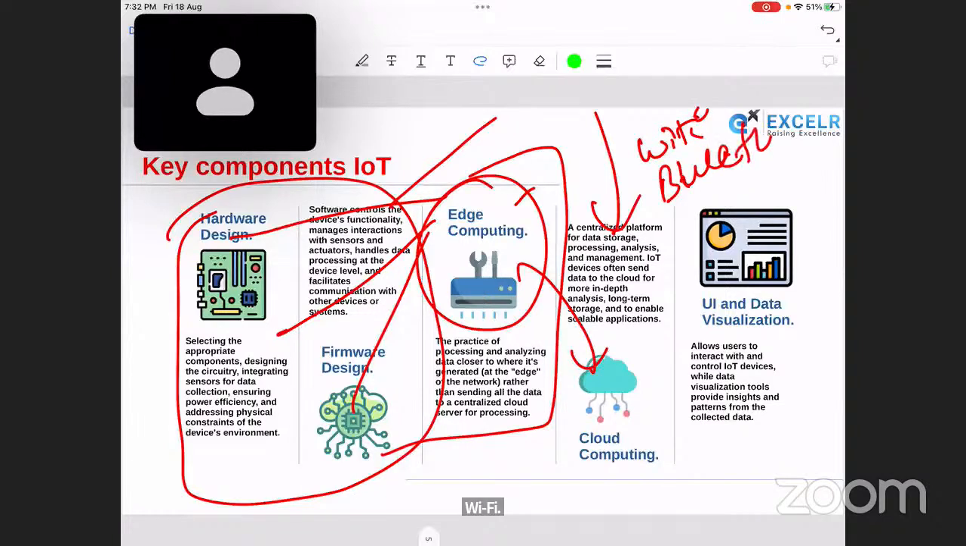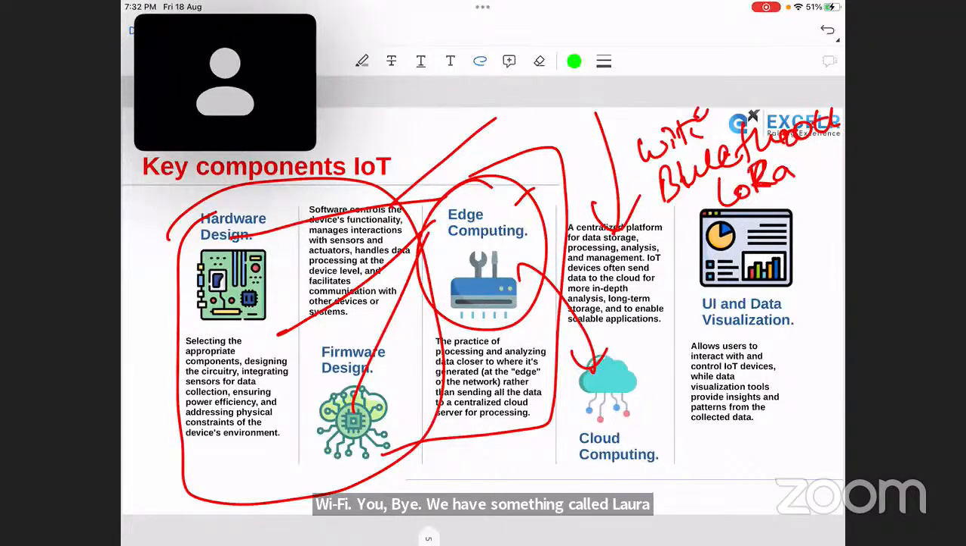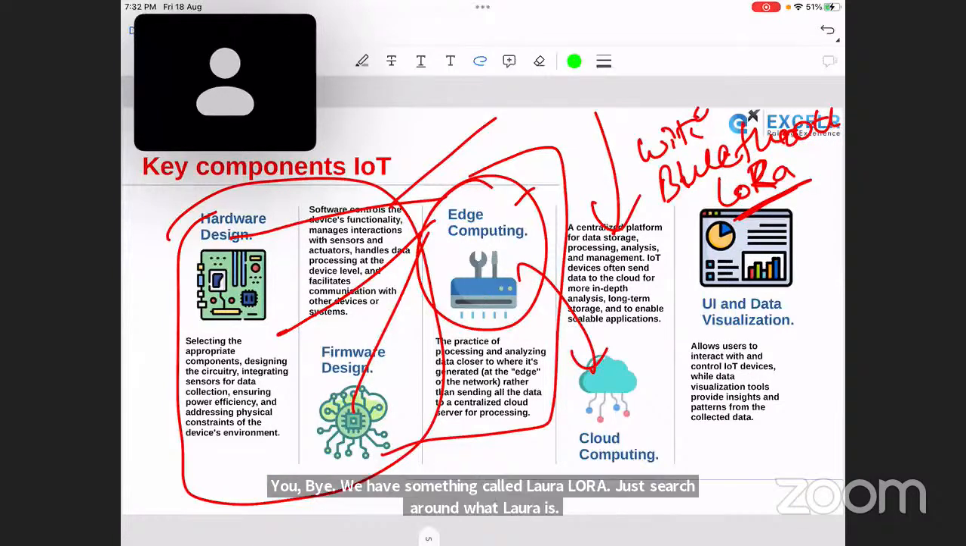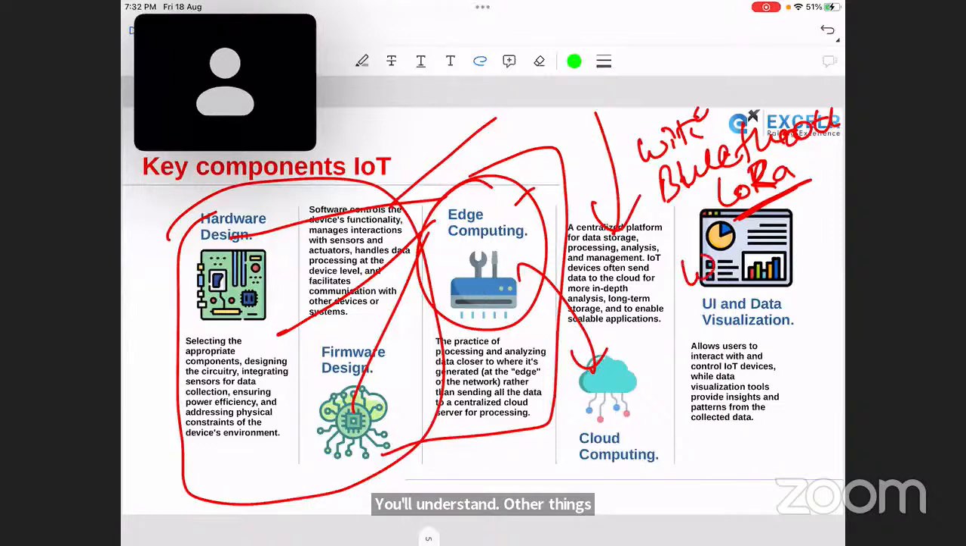Yeah, Bluetooth still exists in the IoT world. We also have something called LoRa, L-O-R-A. Just search around what LoRa is, you'll understand. Other things, LoRa network, then normal wireless communications are also there, some sub-gigahertz and all.